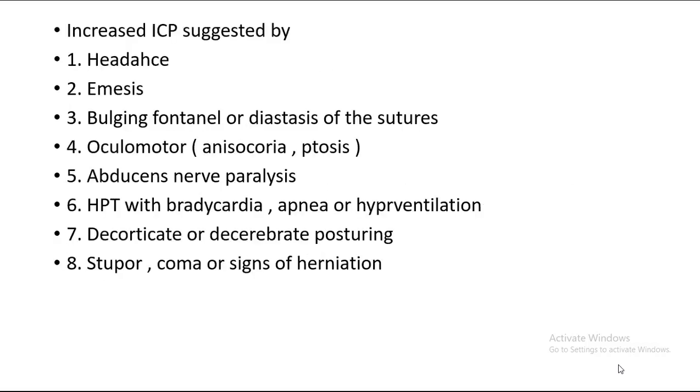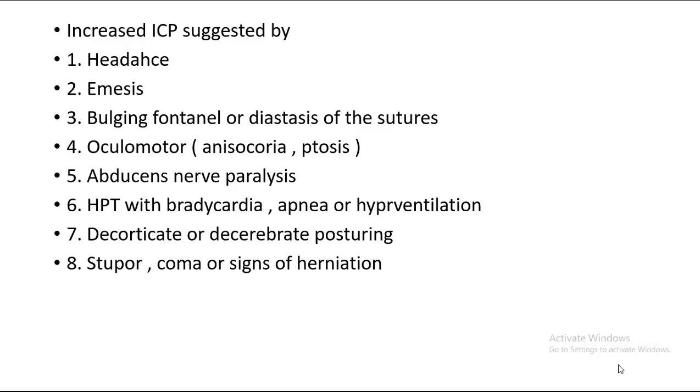Signs of increased intracranial pressure like headache, vomiting, bulging fontanelle, abducens nerve palsy, which is manifested as convergent squint. And this is a very important sign, a non-localizing sign. It doesn't mean that there is a problem in the pons or a problem in the sixth nerve, but it may indicate increased intracranial pressure. The same for oculomotor nerve palsy.